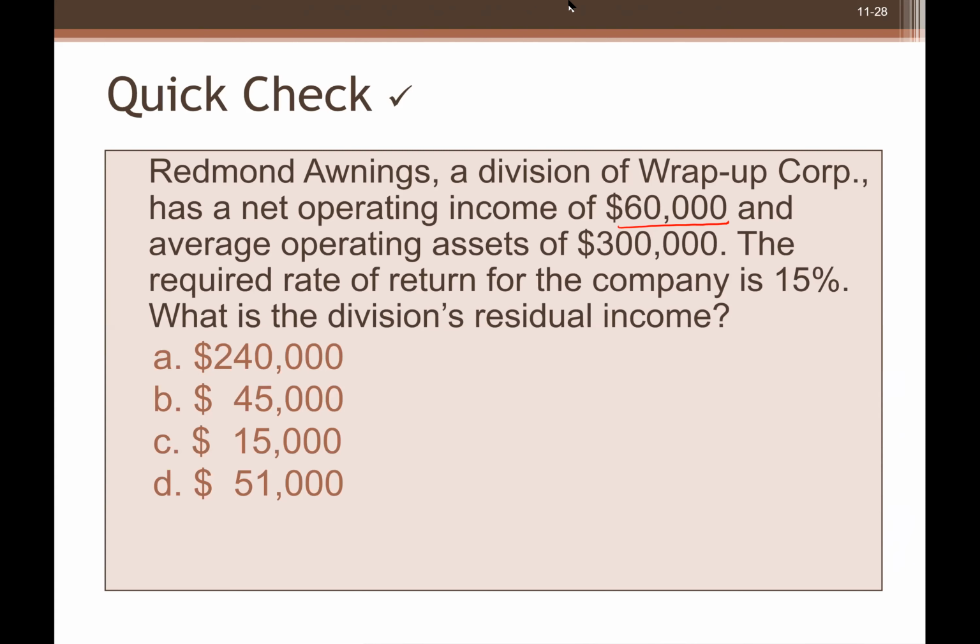The answer is C. D or C? I said C. So the answer is, let's say 15%, so 300,000 multiplied by 0.15, exactly. The answer is C. Well done.